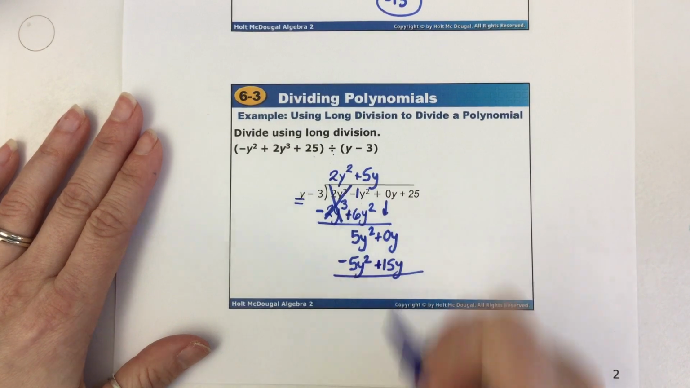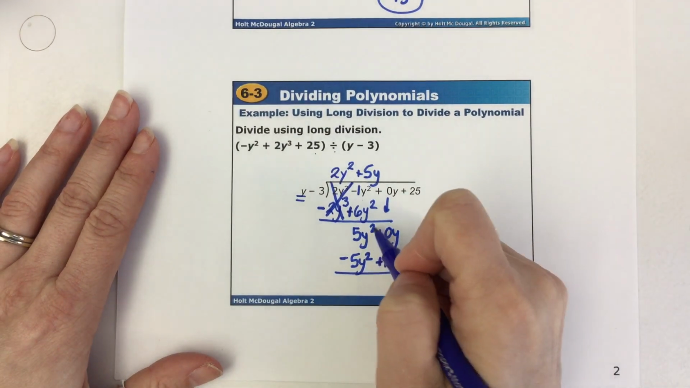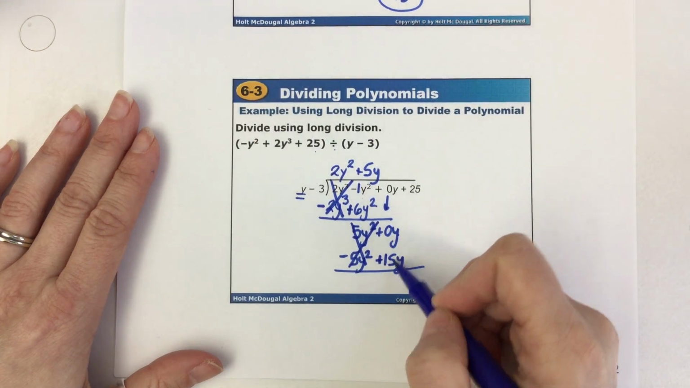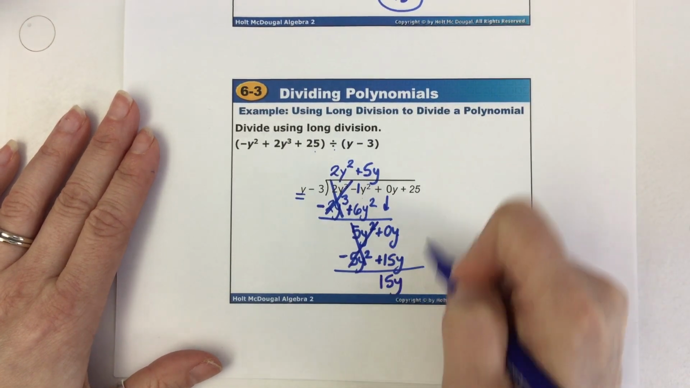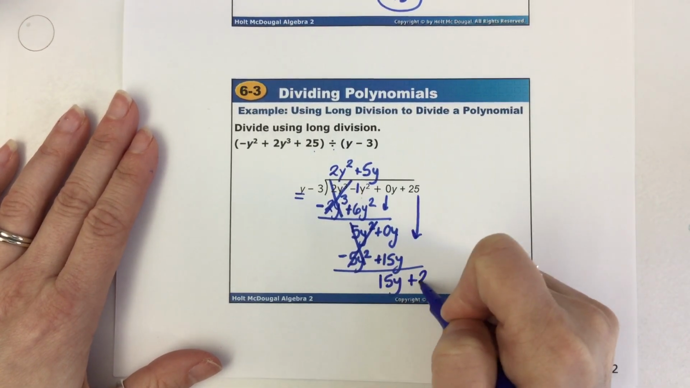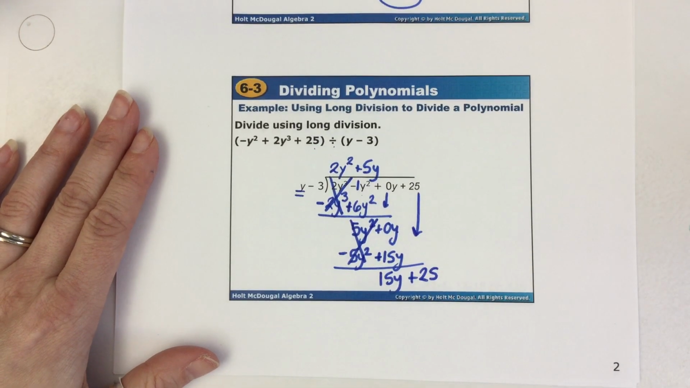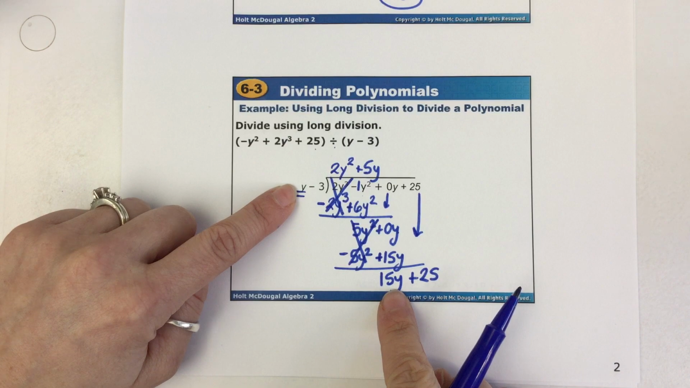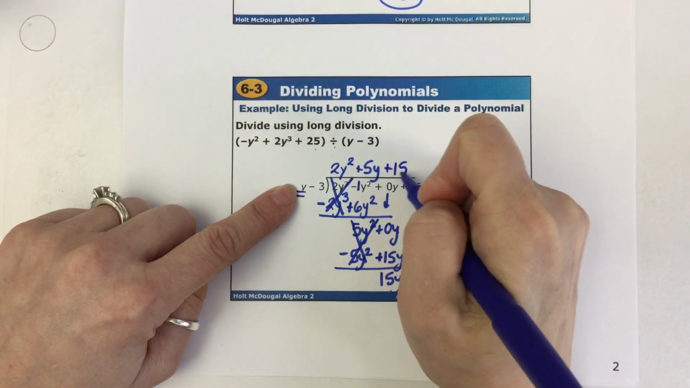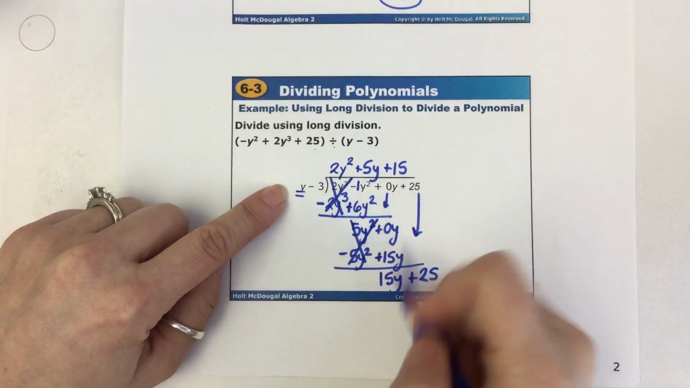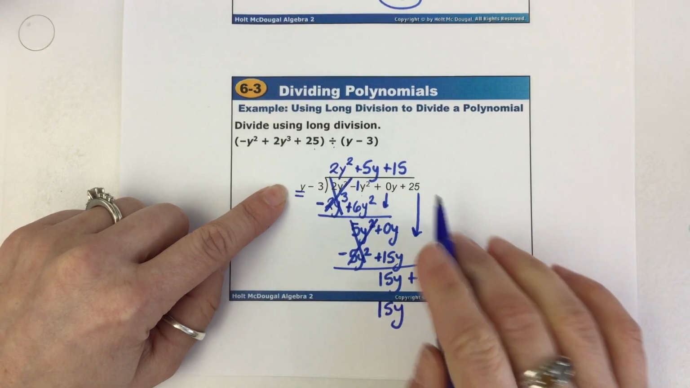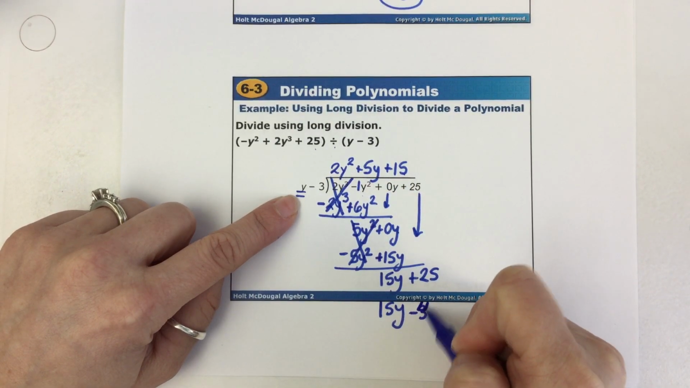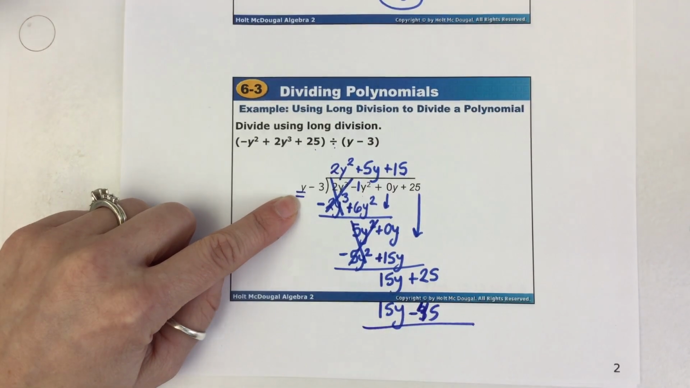This becomes a negative, this becomes a positive. Now, when I add them together, the first term cancels. 0y plus 15y is 15y. Carry down the next term. To turn y into 15y, I need 15. 15 times y is 15y. 15 times negative 3 is negative 45.